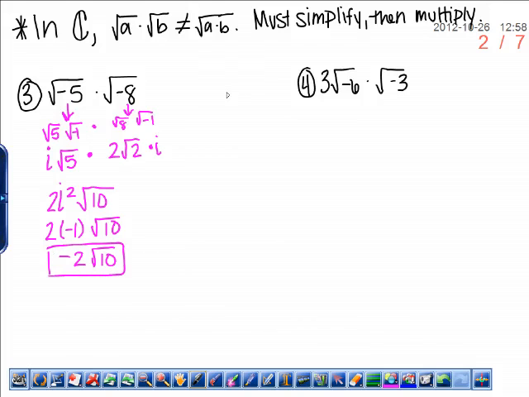All right. Number 4, 3 root negative 6 times the square root of negative 3. I want you to try that one on your own. Remember, you have to simplify each one first before you multiply.